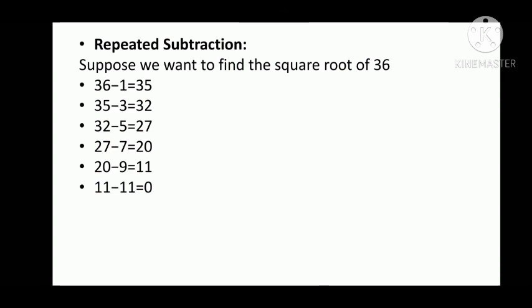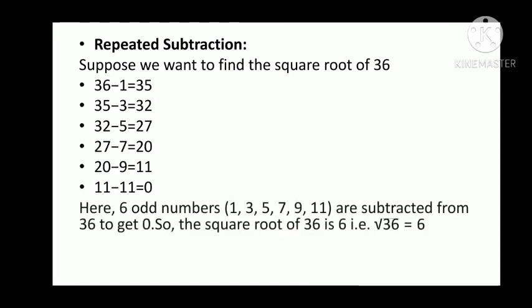It means starting from 1, I need to keep on subtracting the successive odd natural numbers from the given number till I get 0. If I am not getting 0, it means the given number is not a perfect square. And if I am getting 0, I need to count the number of steps. Here, 6 steps are needed to get 0. So the square root of 36 will be 6. Here 6 odd numbers 1, 3, 5, 7, 9 and 11 are being subtracted from 36 to get 0. So the square root of 36 is 6. That is, in symbolic language you can write: square root of 36 is 6.